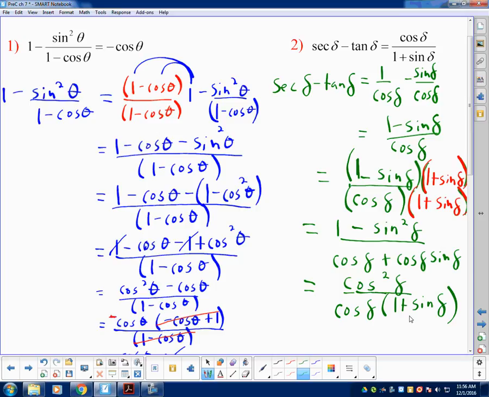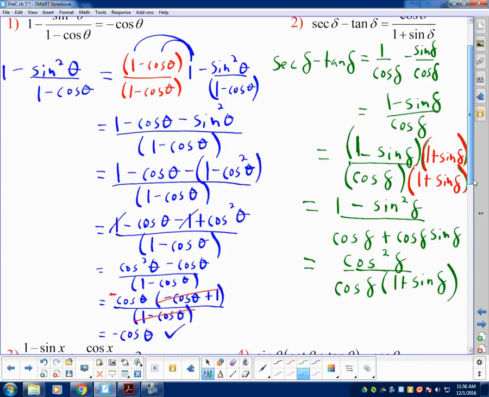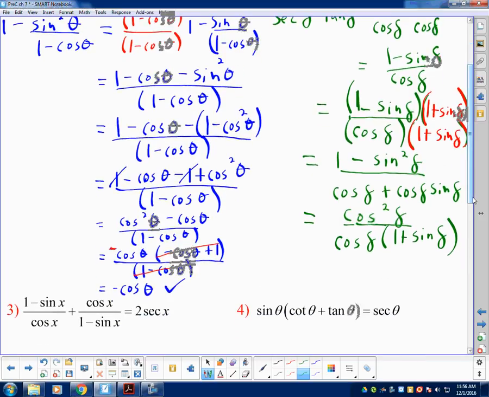Okay. I should not have distributed. These guys would have been less confused and would have been in the same place as where we are now. So I factored out a cosine delta from each one. It probably would have been better to leave it in this form. As a matter of fact, it's good practice because we need to cancel something here. One of the cosine deltas here cancels with one of them up here, leaving me with cosine delta.